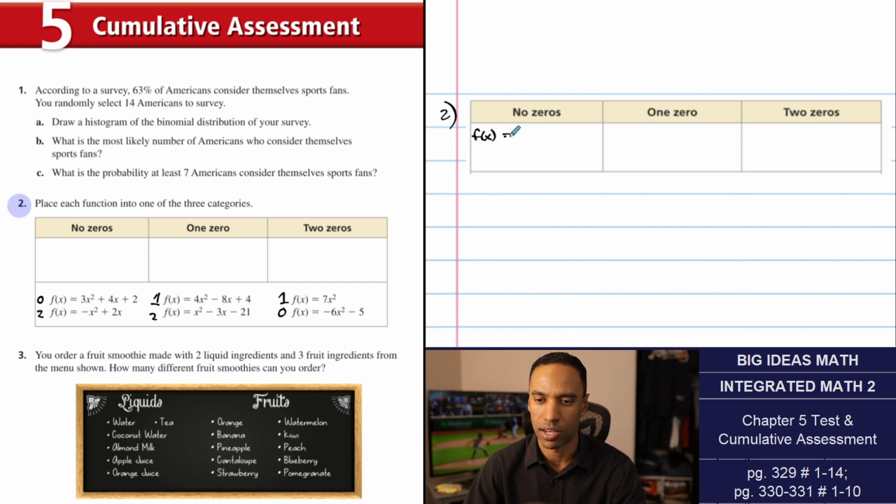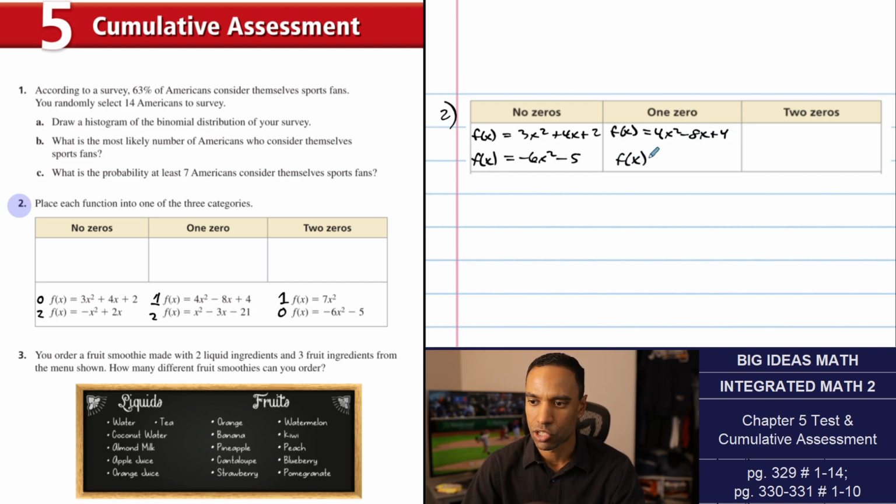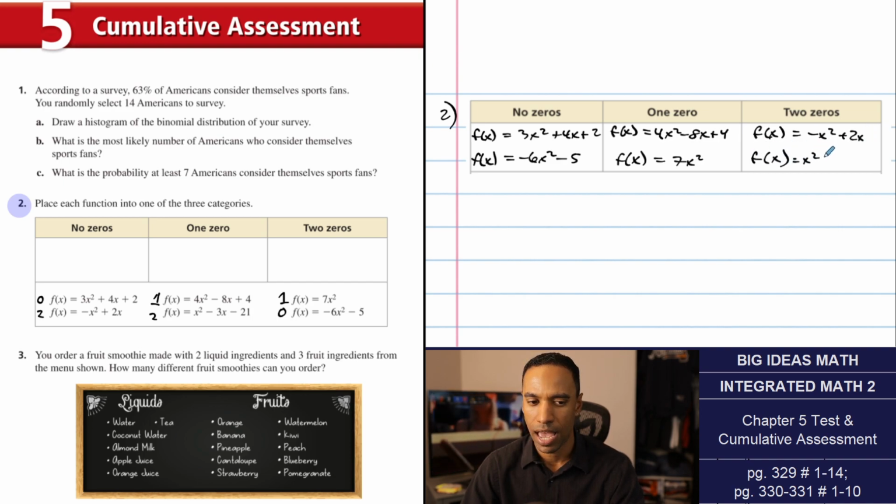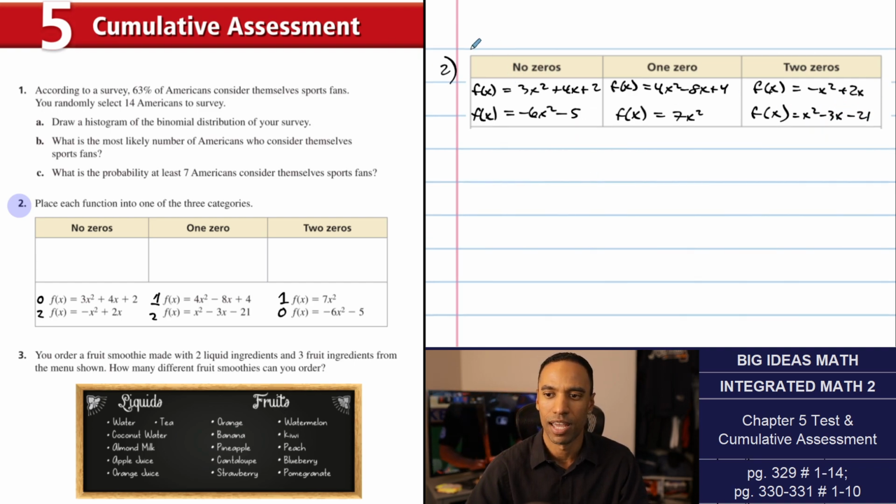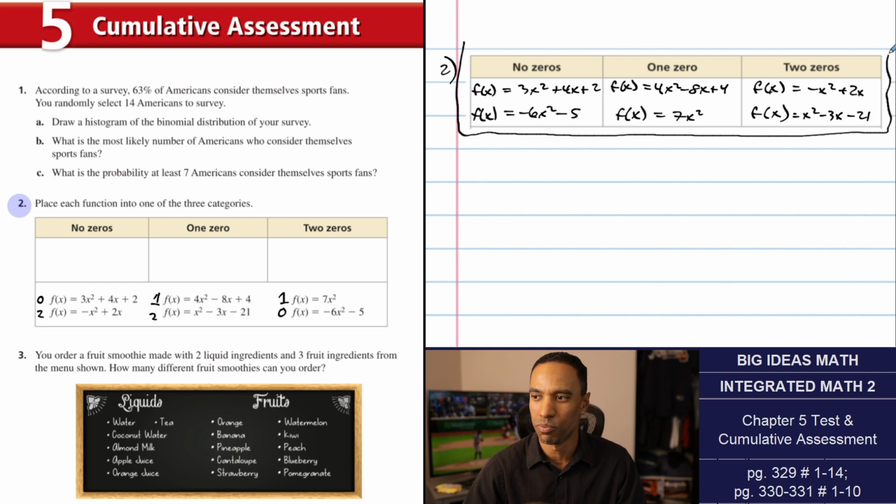So first one I can write is 3x squared plus 4x plus 2, and then negative 6x squared minus 5. The next one, or on 1 zero, you have 4x squared minus 8x plus 4 and 7x squared. And then for the last set, you have negative x squared plus 2x. It's always assuring to get 2 of them in each of them. At least I can fit them. X squared minus 3x minus 21. Although they were irrational zeros, it still worked itself out. And that's your final solution for number 2.